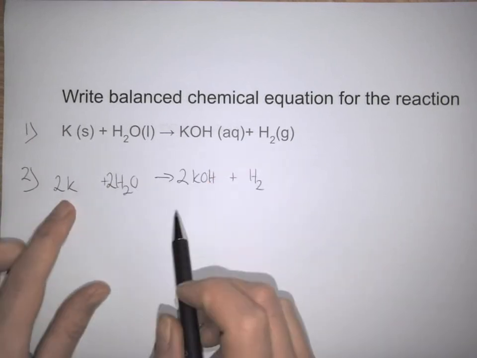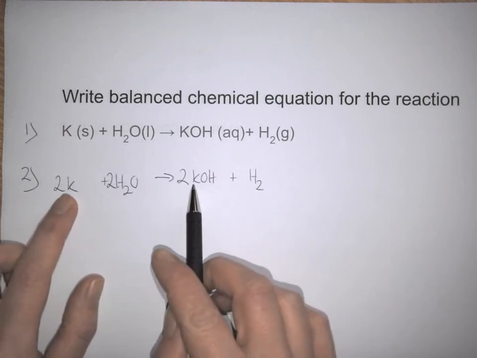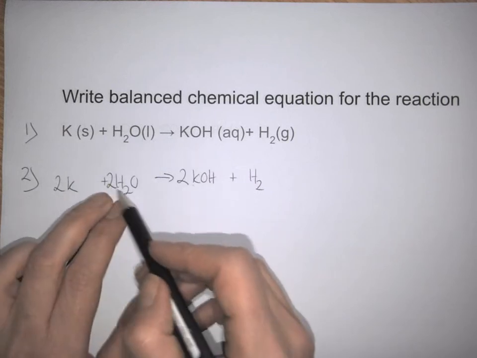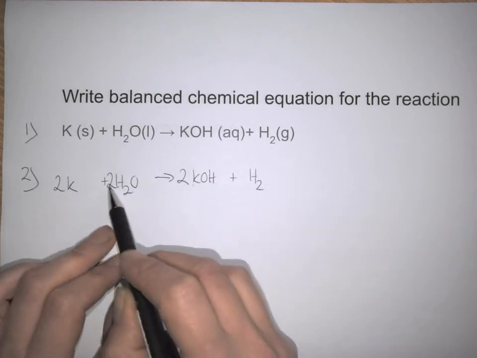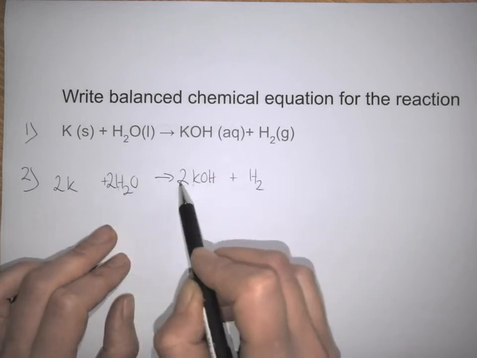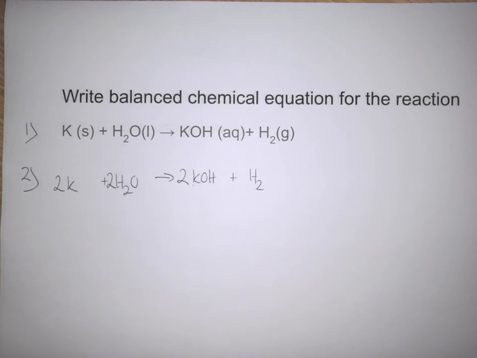Once again, we shake it again. 2 potassium, 4 hydrogen, 2 plus 2, 4 hydrogen, and we have 2 oxygen and 2 oxygen. So now we have the equal amounts of atoms on both sides of the arrow.